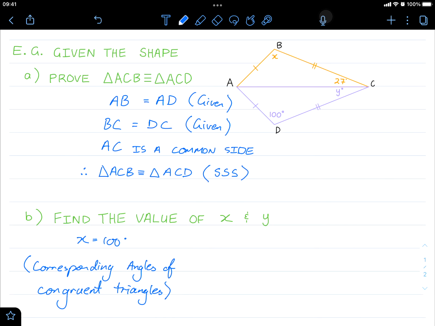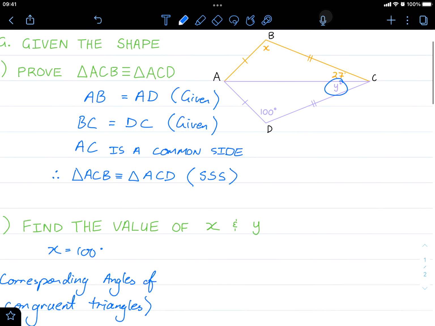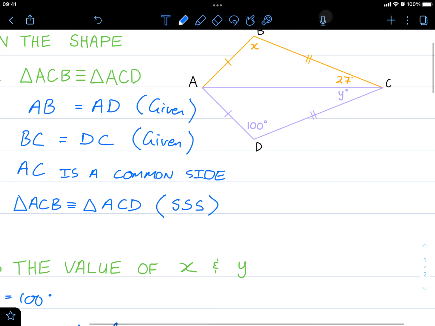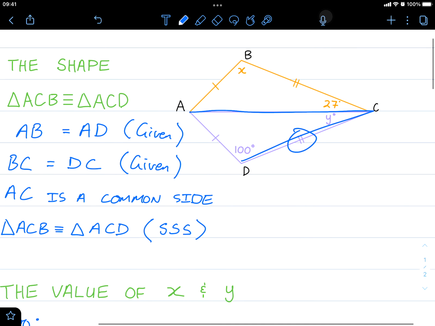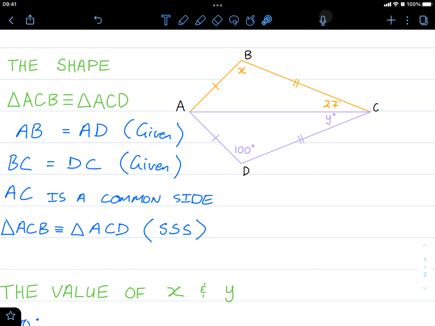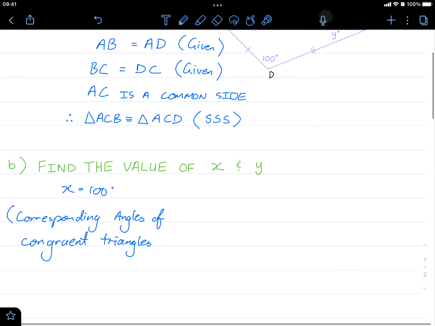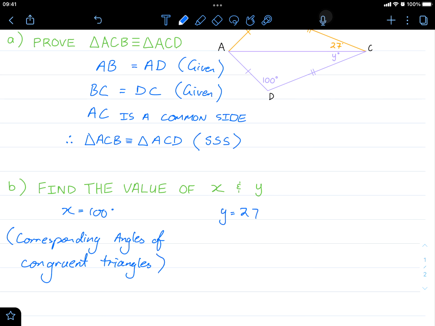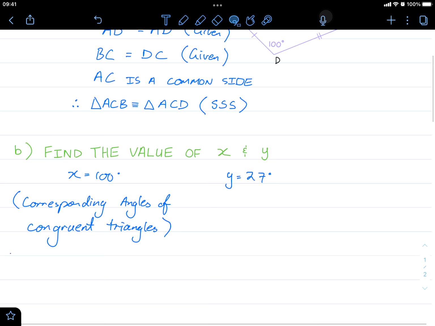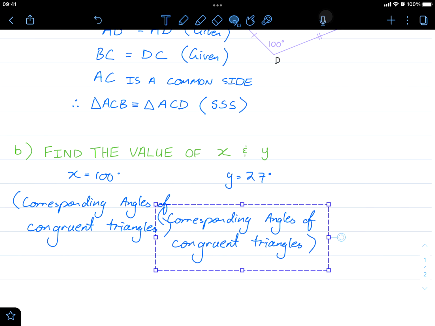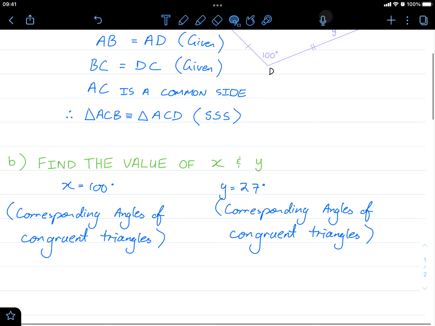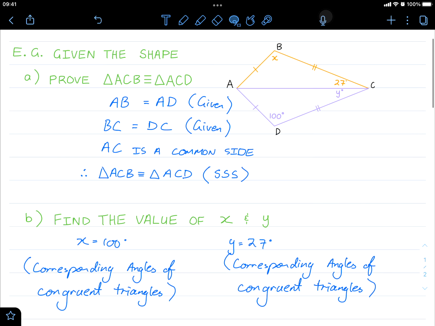And y, if you can take a look, angle y is in between AC and the double line. In the exact same way, 27 is between AC and the double line as well. So because of that, we can say that y is equal to 27 degrees for the exact same reason here. So I'm just going to copy paste that. They are corresponding angles of congruent triangles.